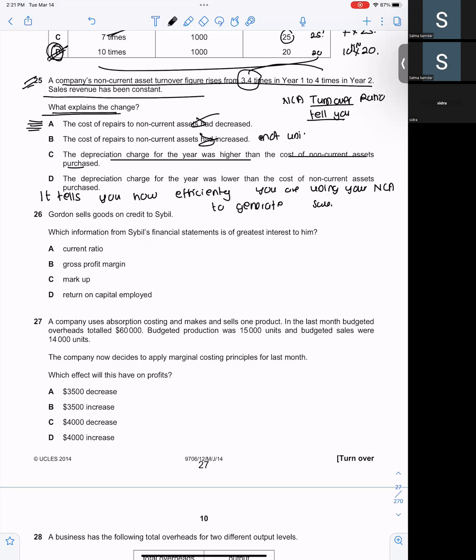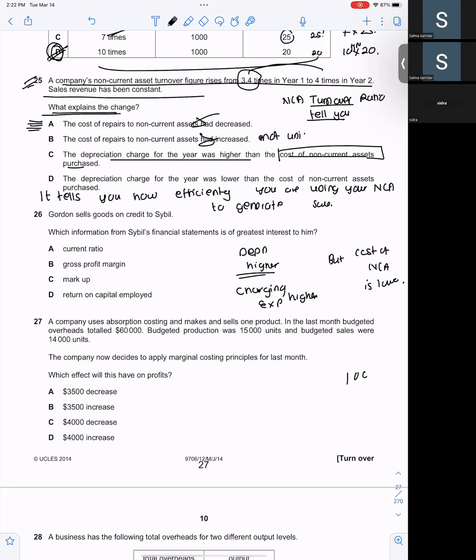If the depreciation is higher, that means you're charging your expense higher. So that's not efficiency. Listen to me. You're charging your expense higher, but the cost of that non-current asset is lower. That means you still have so much to charge depreciation, but the cost of the non-current asset is lower. That means you're using your asset more efficiently.